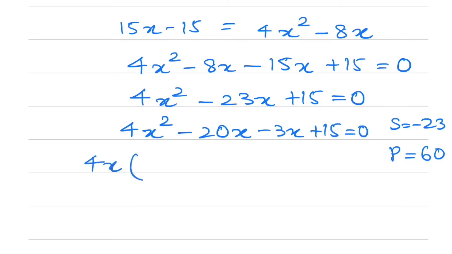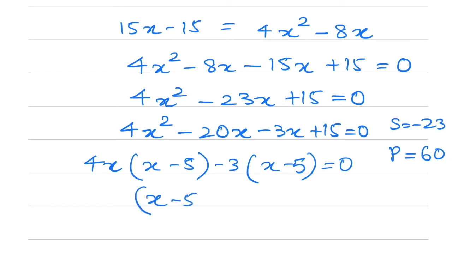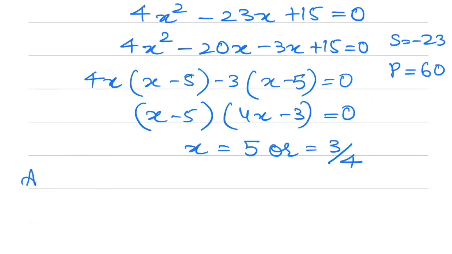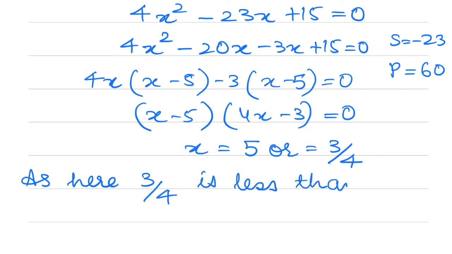4x is common, so we get x minus 5. Here minus 3 is common, so x minus 5 is equal to 0. x minus 5 and 4x minus 3 is equal to 0. So x is equal to 5 or it is equal to 3 by 4. As here 3 by 4 is less than 2, therefore it is not considered.